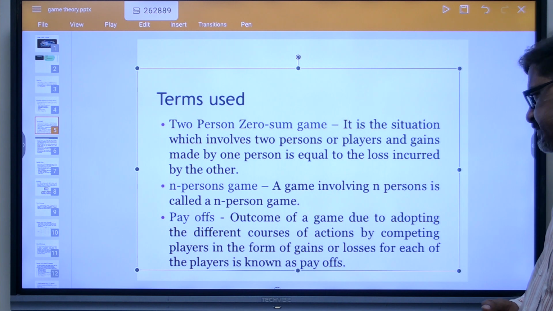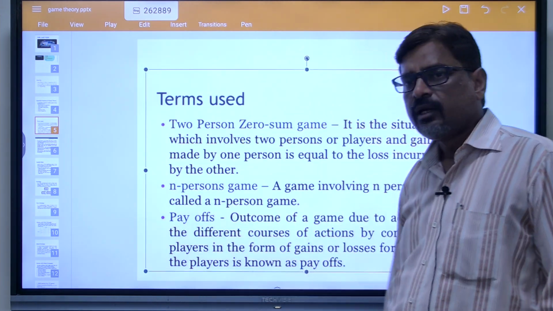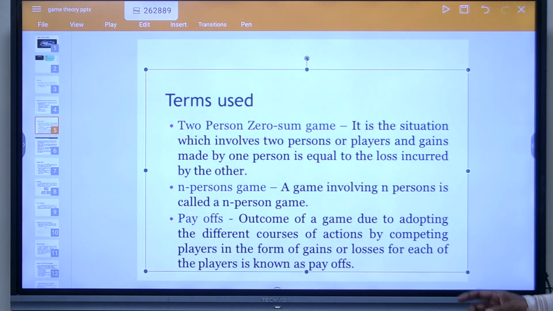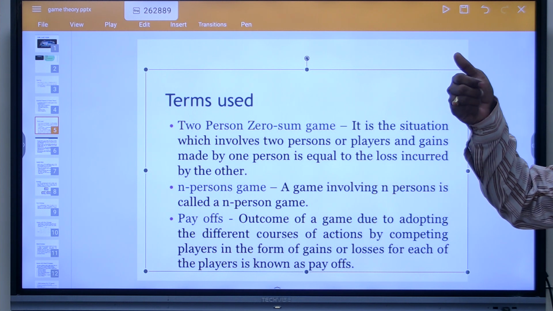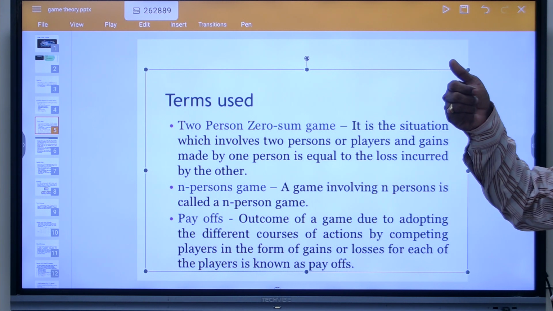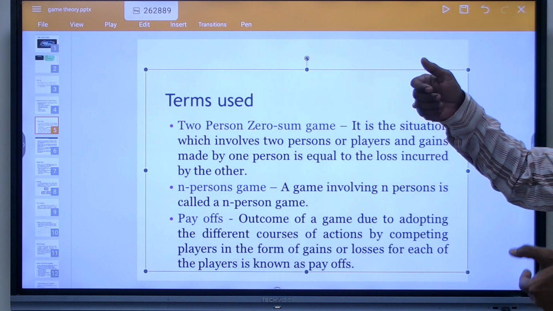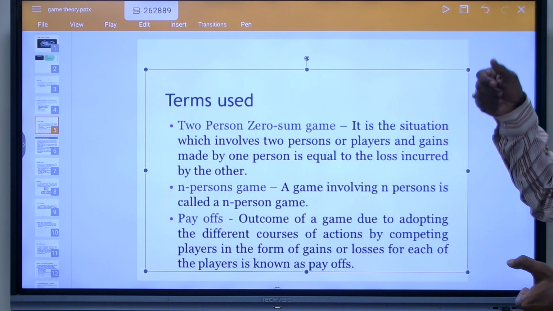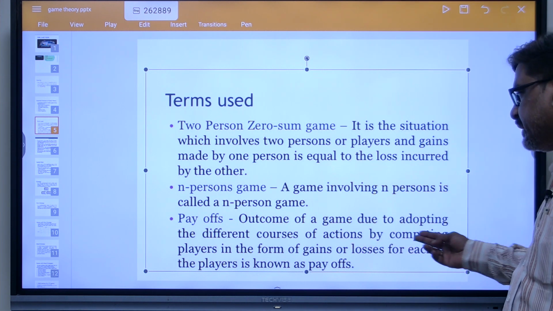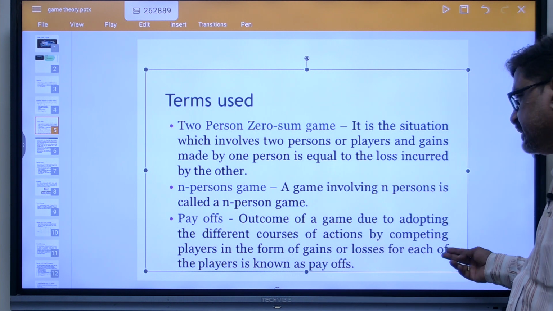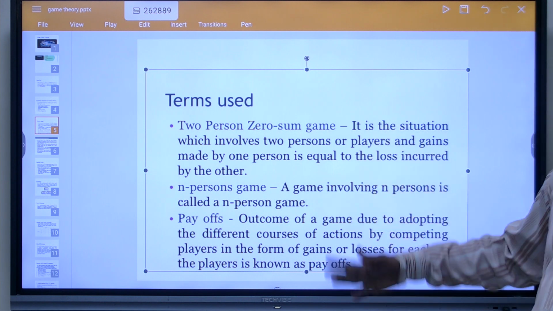One more specific term we will use is the payoff. The payoff matrix is the matrix of one player with the other player. The loss to one is the gain of the other. To whatever extent that loss has occurred, that is gained by the other one. The outcome of the game, due to adopting different courses of action by competing players, in the form of gain or losses for each player, is known as a payoff.